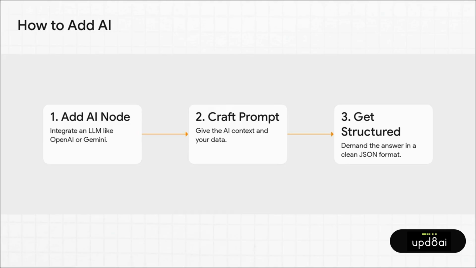And adding this brain power in n8n is actually pretty simple. It's really just 3 steps. 1, you drag in an AI node, connecting it to something like OpenAI or Gemini. 2, you write a good, smart prompt to give it some context. And 3, and this part is absolutely crucial, you have to tell it exactly how you want the answer back.